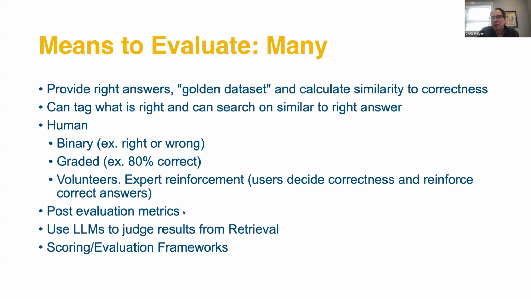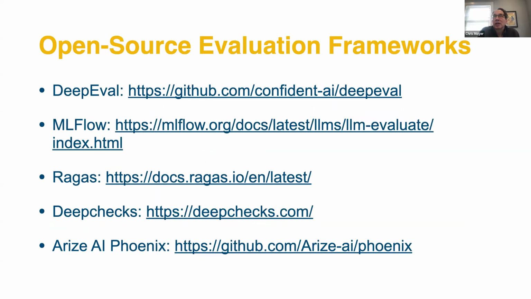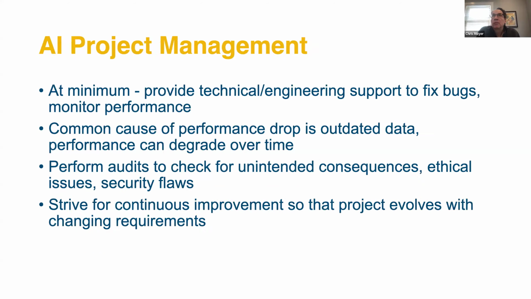Develop post-evaluation metrics. And then there are these scoring and evaluation frameworks, and these are not well suited to working with FileMaker, but I would recommend looking at one or more of these to see how they tick, if you will, and say, okay, what is this actually doing? And could I code something similar into my FileMaker logic to keep an eye on the LLM performance for me? And then AI project management.